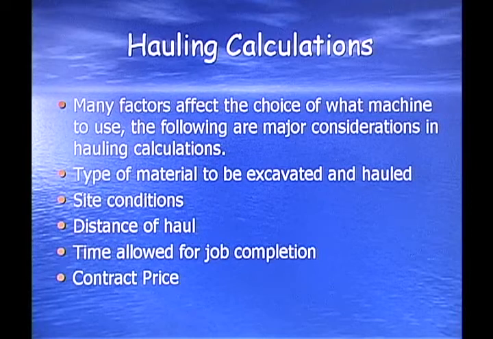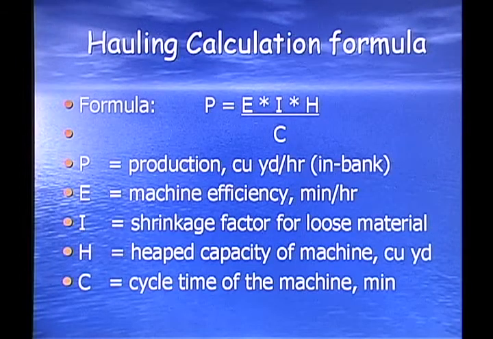The type of material to be excavated and hauled, the site conditions, the distance of the haul, the time allowed for job completion, and the contract price. Hauling calculation formula. The formula is P equals production, cubic yards per hour, and that's the end bank.